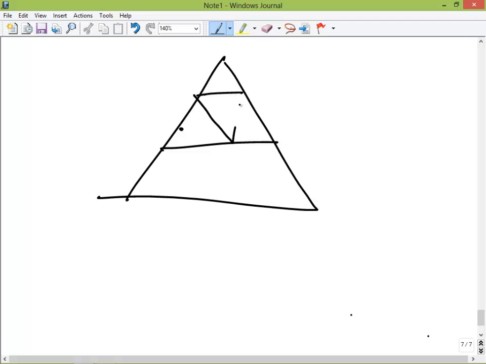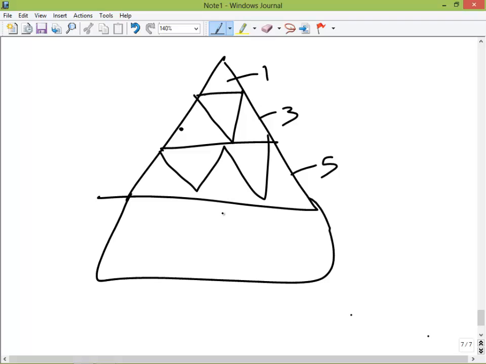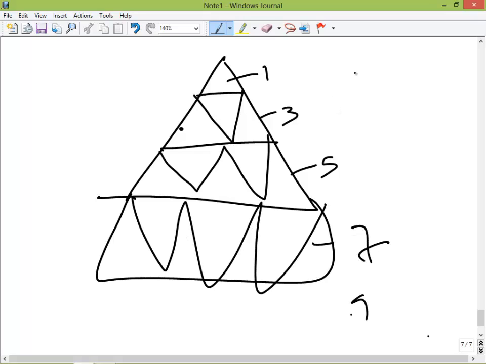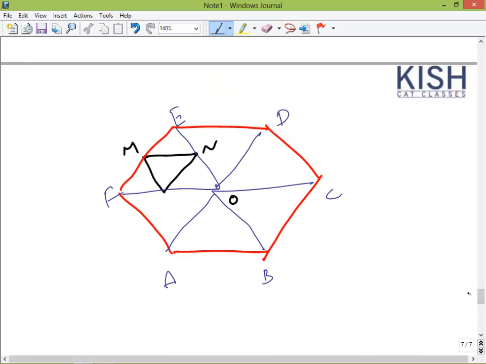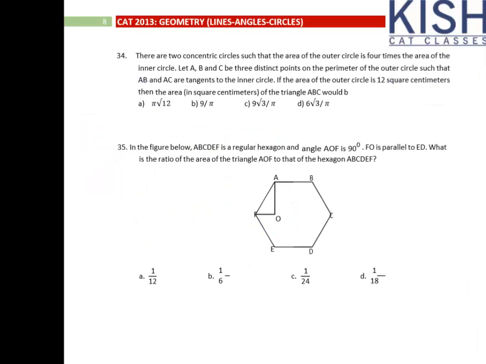So this is 3, this is 5. So it means that this is going to be 1, this is going to be 3, this is going to be 5. If you add that extension, it is going to be 7, next one is 9. So all these are odd numbers. Now we apply this one here. What is the question? Yeah, hexagon. Okay.